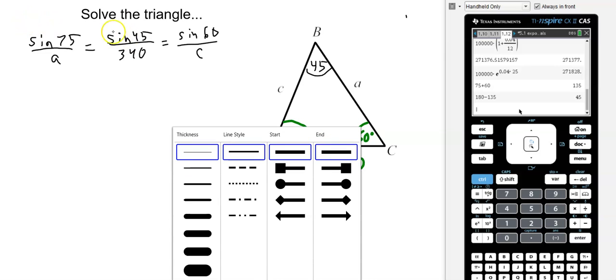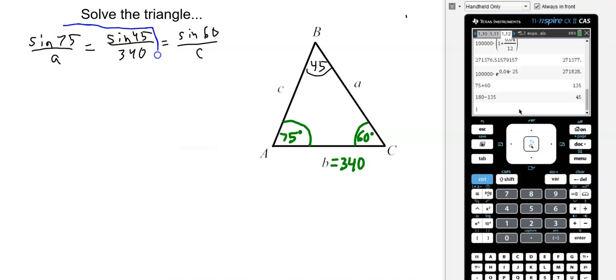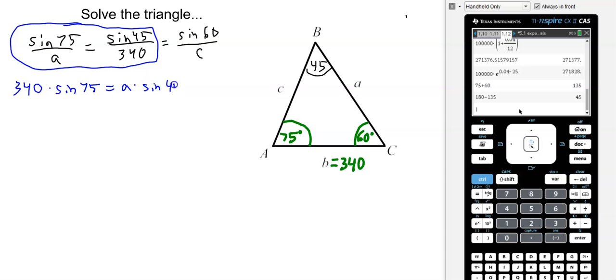So that middle one's really key because we've got sine of 45, we've got 340. So I'm going to pick these two and make a proportion here. I'm going to solve this one, and then we'll solve the other one to find the other side. So to solve, you just cross multiply here. I like to put the number in front. So instead of sine of 75 times 340, I think it's safer to put the coefficient in front: 340 times the sine of 75 equals A, again putting the number in front, times sine of 45.